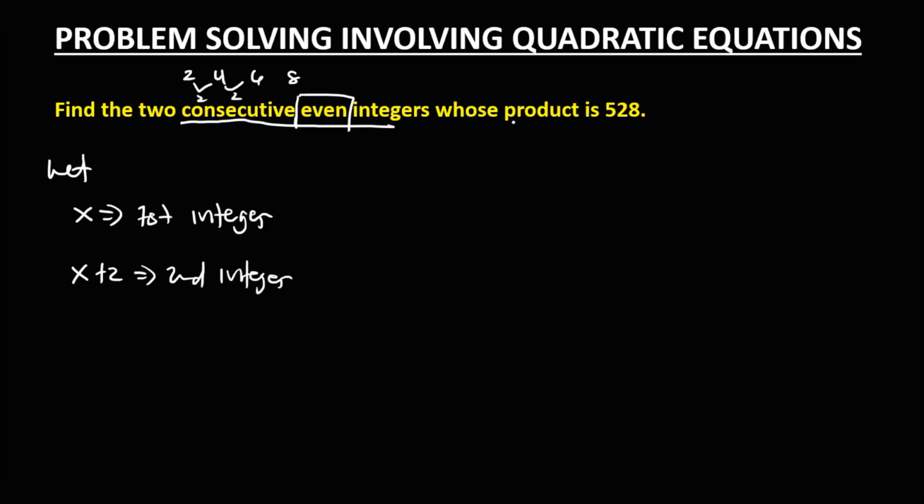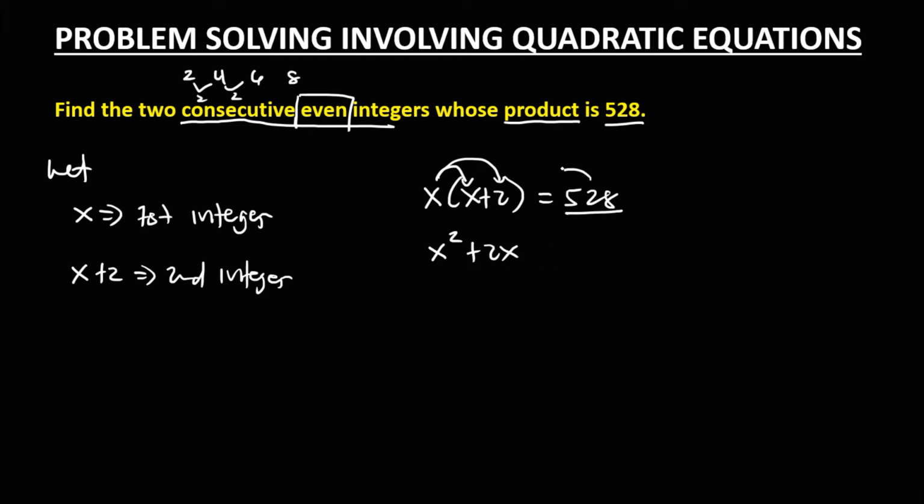Then since the product, we have x times x plus 2 equals 528. Then simplify. This is x squared, then x times 2 is positive 2x, then transpose, that's negative 528, equals 0. Then we can solve this one using factoring.